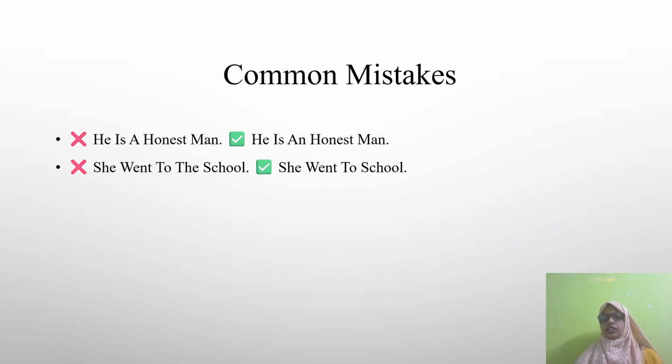Next, the common mistakes in articles. For example, he is a honest. Here H is a consonant letter, so hurriedly we answer a. But it's not a, it's an, because in honest the first sound is a vowel sound. Next, here school is a common uncountable noun. It is general. She went to school. School is a general word which is uncountable. So we use no article there.